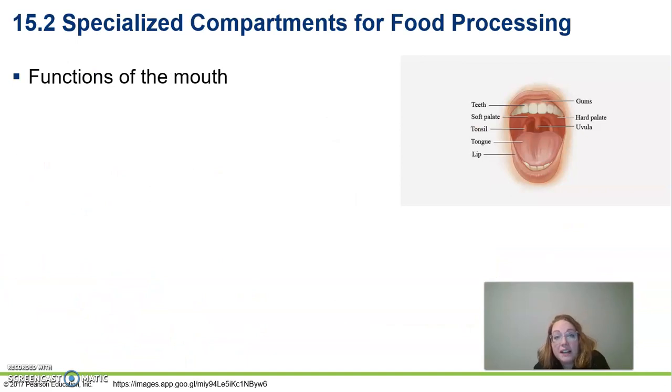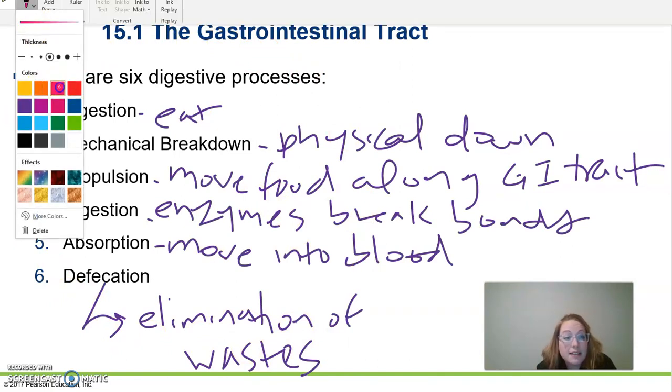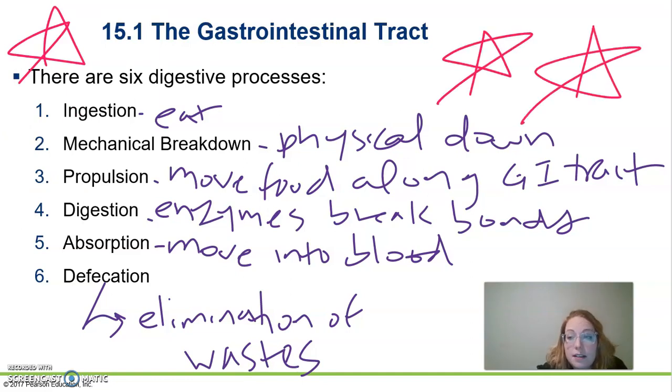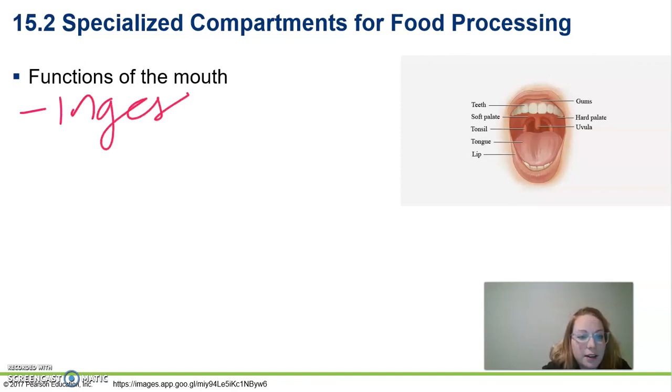We're going to start at the beginning of the GI tract, go through what happens in each of the parts. So first let's talk about the functions of the mouth, and we're going to talk about it based on these 6 processes. So we're going to come back to this several times. You can pretty much guarantee test questions on this part. So functions of the mouth. Do we do ingestion? Yes, this is where we take food in. First process done.